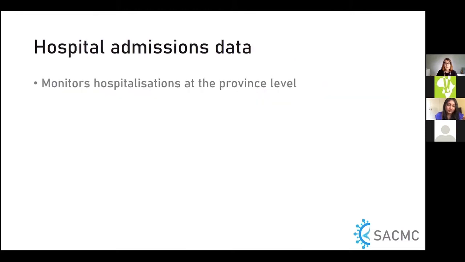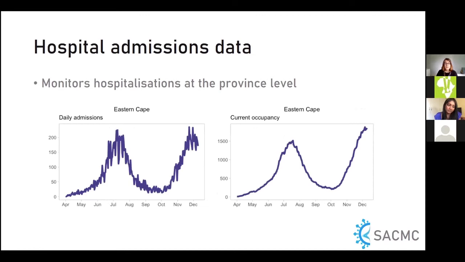Thanks, Gazina. The third metric that we show, or type of data that we display in the dashboard, is called hospital admissions data. And here we monitor hospitalizations at the provincial level, both in terms of new admissions on a daily basis, as well as current occupancy. Thanks, Gazina.